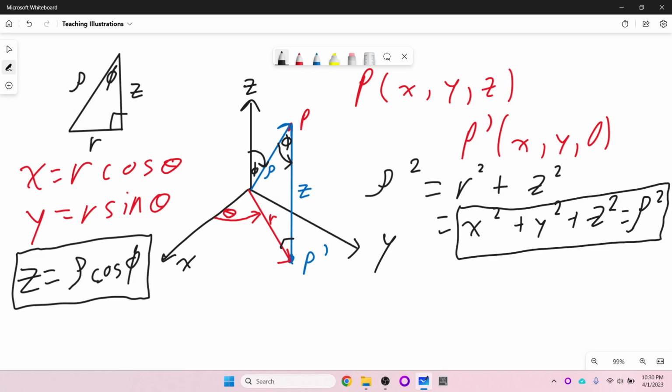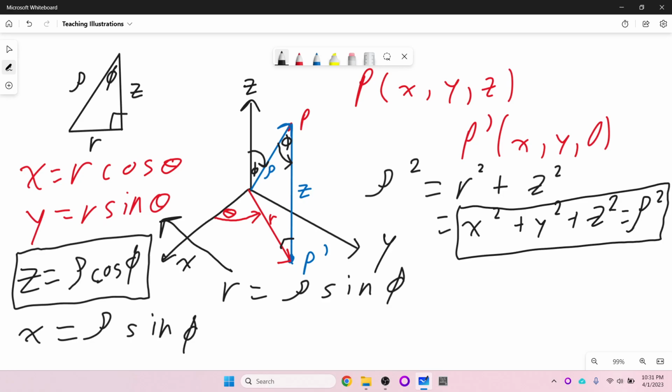Now what about x? What about r? Well, r, we can see from this, equals rho sine of phi, because phi is opposite from r, so we use the sine function. Then plug that into these equations, and we get x is rho sine phi cosine theta, and y is rho sine phi sine theta.